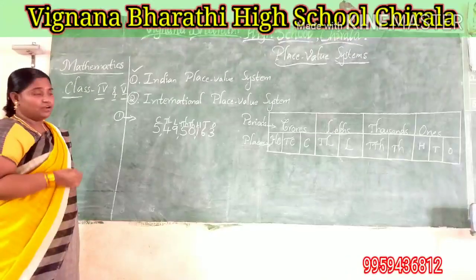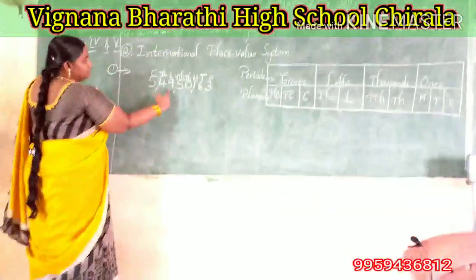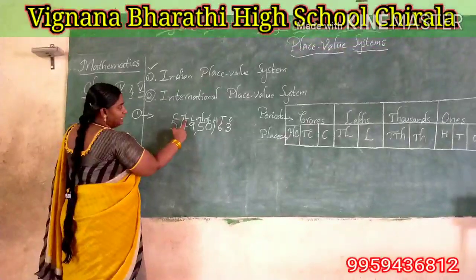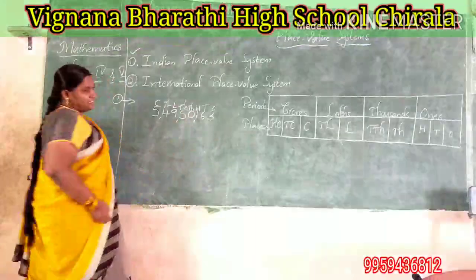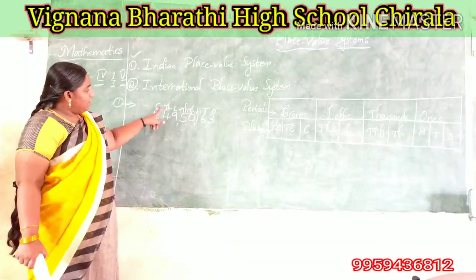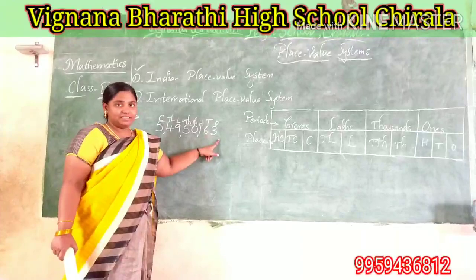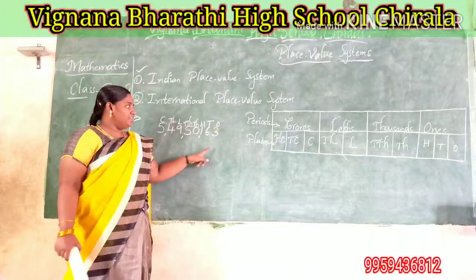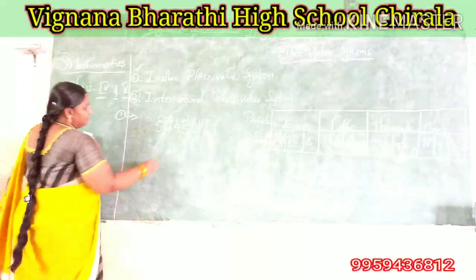Now, how to recognize and how to read that? 5 crore, 49 lakh, 50,163. Once more, 5 crore, 49 lakh, 50,163. So, by using the Indian place value system, we can recognize a number like this. For example, take one more number.